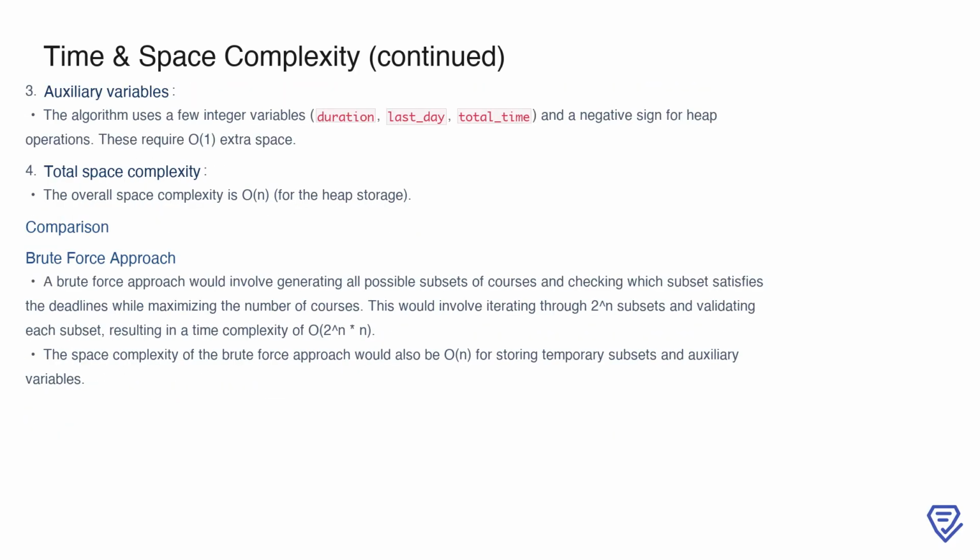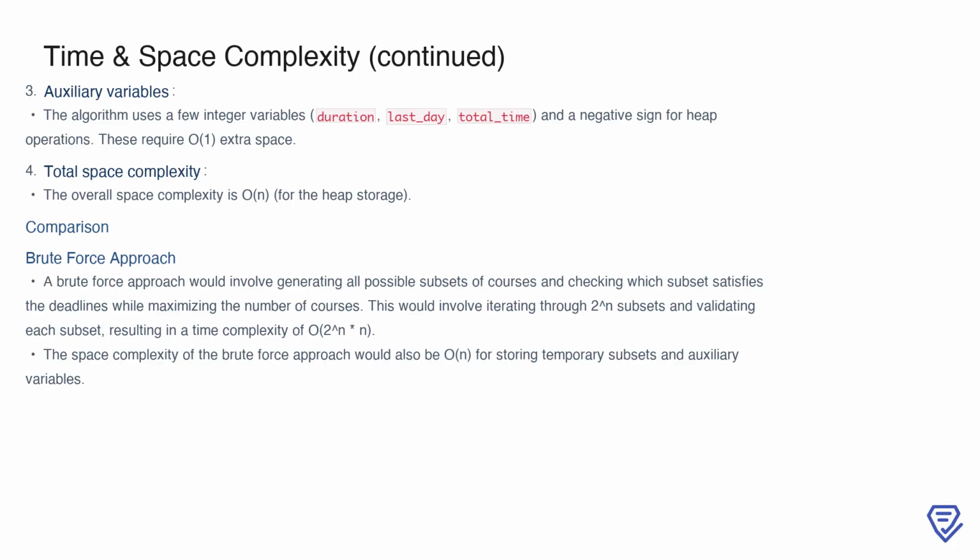In addition to the heap and input storage, the algorithm uses a few auxiliary variables such as duration, last_day, and total_time. These variables require a constant amount of space, or O(1). When we combine all these factors, the total space complexity of the algorithm is O(n), dominated by the heap storage.